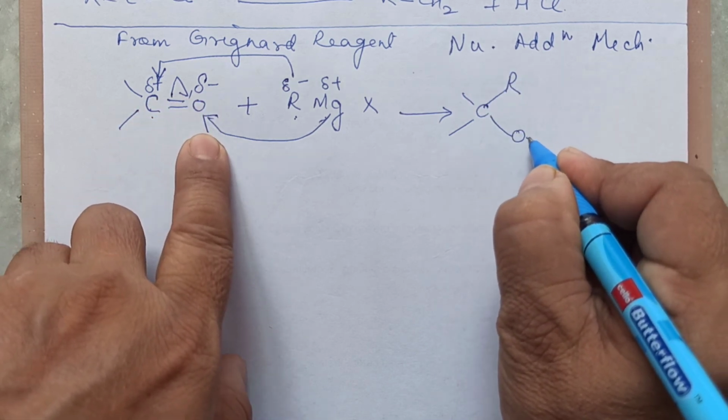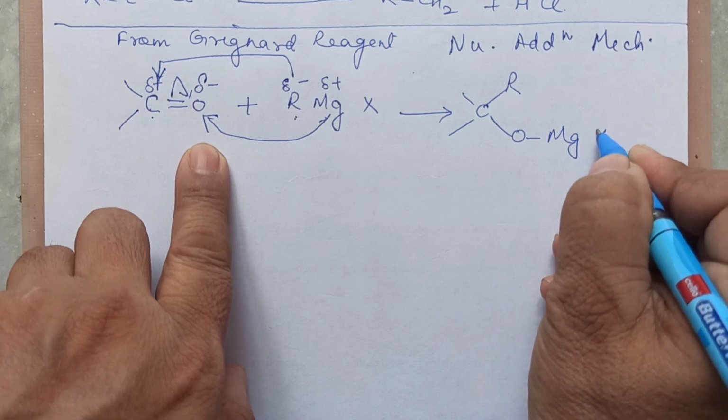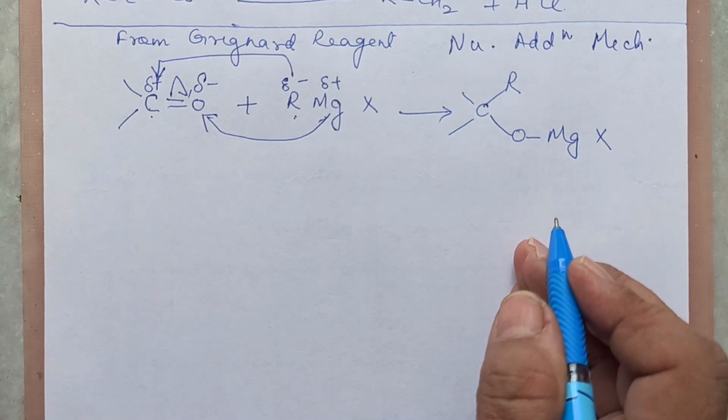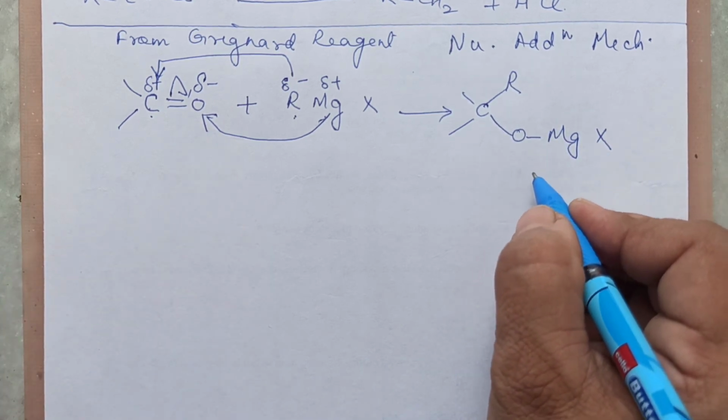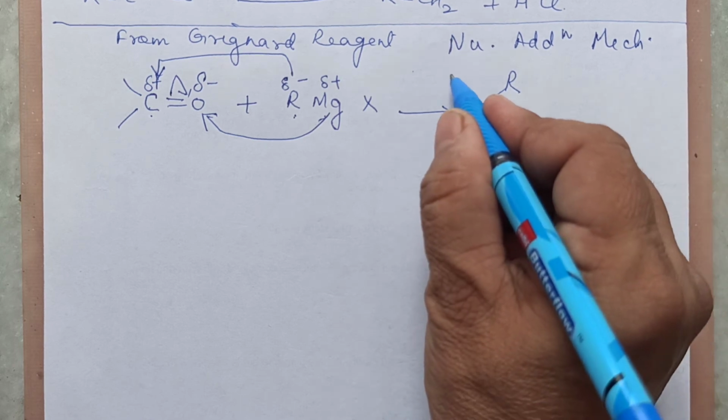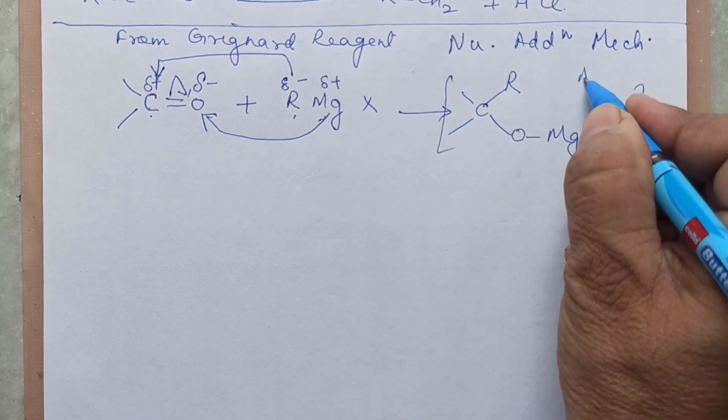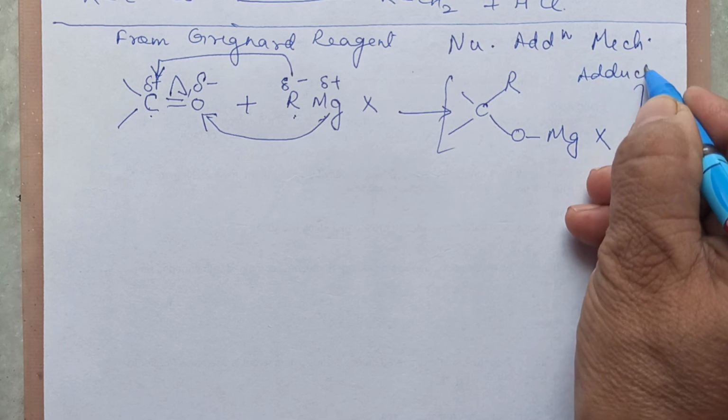This is O, and I have just written separately OMgX. Now this particular product is the addition product which is obtained. We can write it like this. It is the adduct, we can say, or addition product.